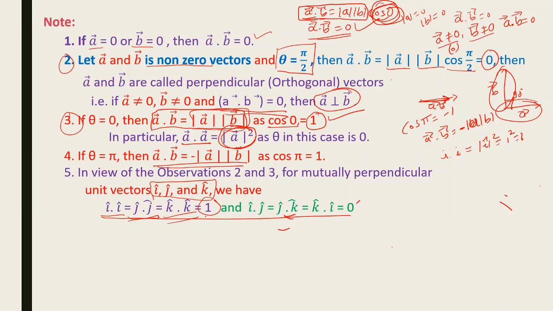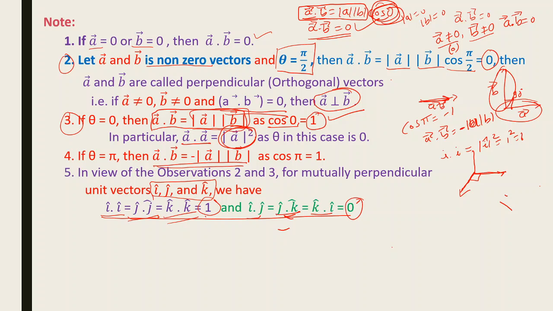Then what will be i dot j? See, this is your i, this is your j, this is your k, correct? So i and j are inclined at an angle of 90 degrees, and j and k, or k and i, are also inclined at 90 degrees. That means if you take the dot product of i and j, cos 90 is 0. So we get i dot j, j dot k, and k dot i, all always equal to 0.